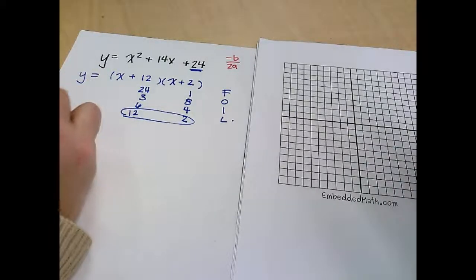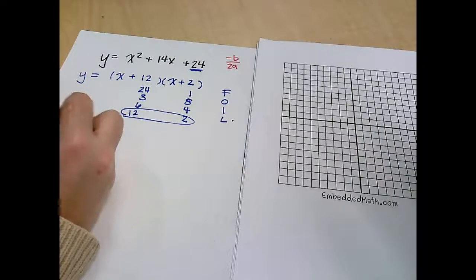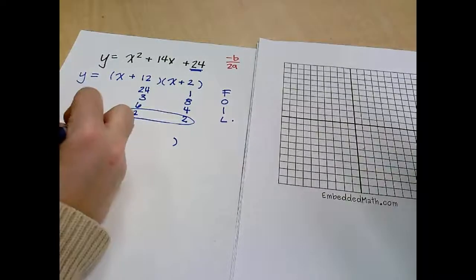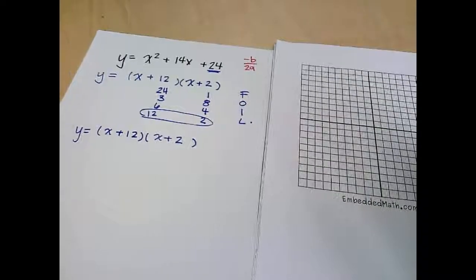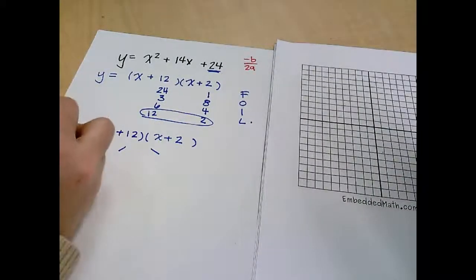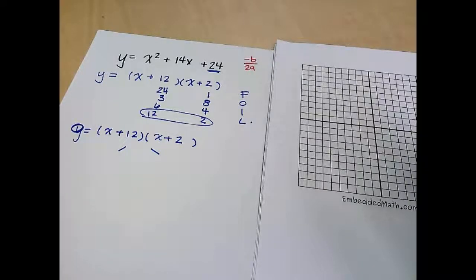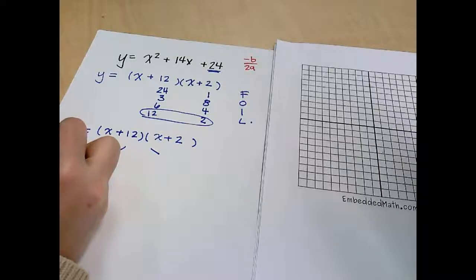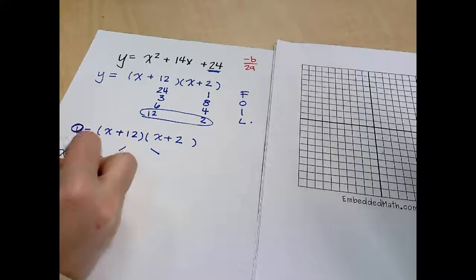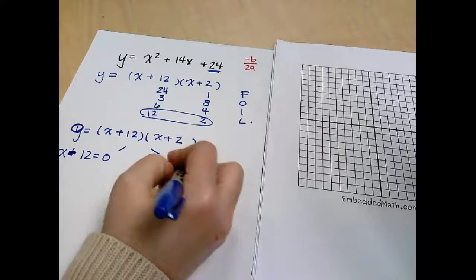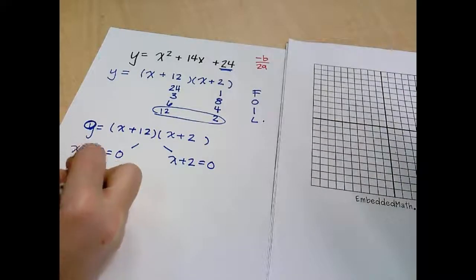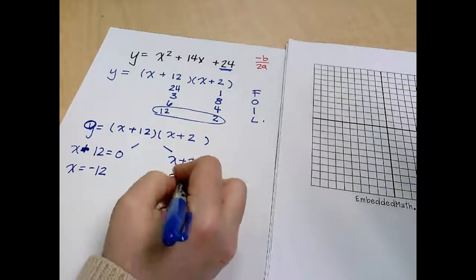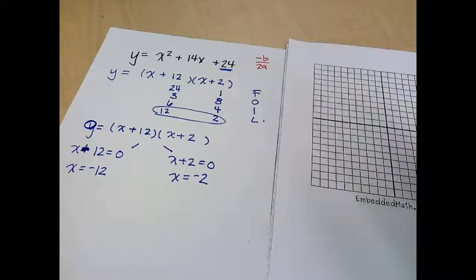The next part of solving is to figure out the zero parts of those. We know that one of the two has to equal 0, so I'm just going to rewrite here a second. And so in order to find my zeros, I'm going to factor it out and pretend that the whole thing is equal to 0. So I'll have x plus 12 equals 0, and x plus 2 equals 0. Now I'll solve each of those. I need to subtract 12 to get my x value, and then I'll subtract 2 on both sides to get my other x value.